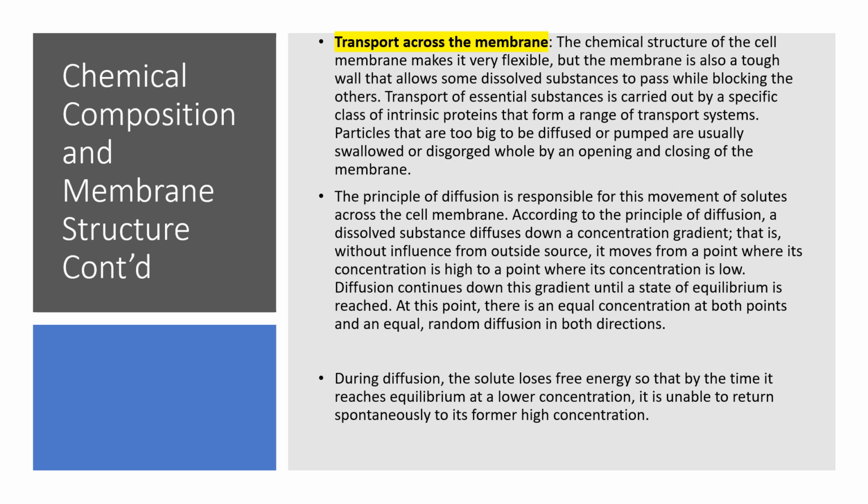Transport across the membrane. The chemical structure of the cell membrane makes it very flexible, but the membrane is also a tough wall that allows some dissolved substances to pass while blocking others. Transport of essential substances is carried out by a specific class of intrinsic proteins that form a range of transport systems. Particles that are too big to be diffused or pumped are usually swallowed or disgorged whole by an opening and closing of the membrane.